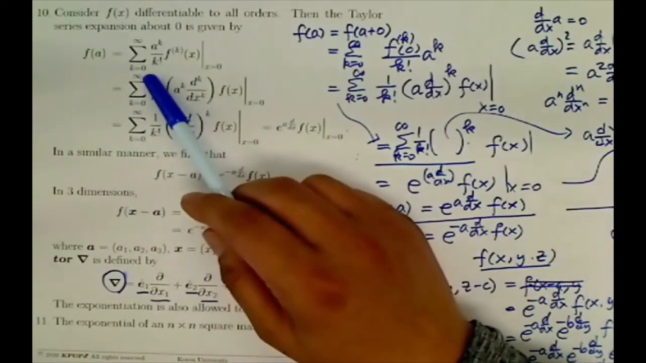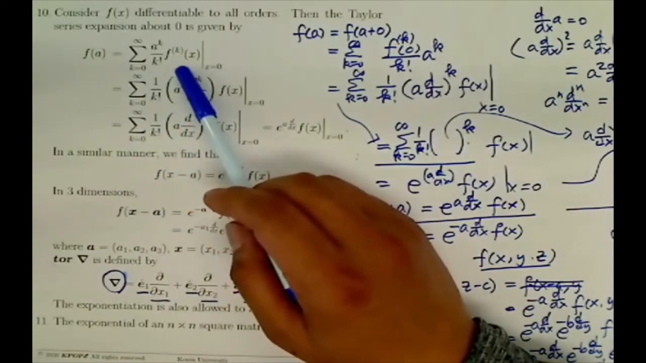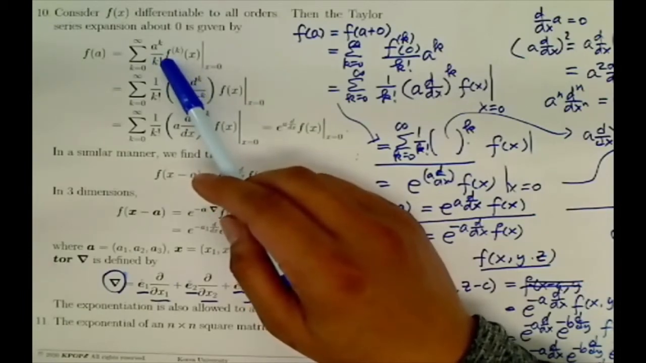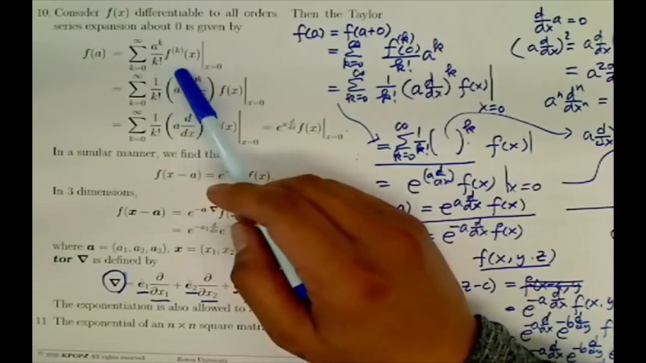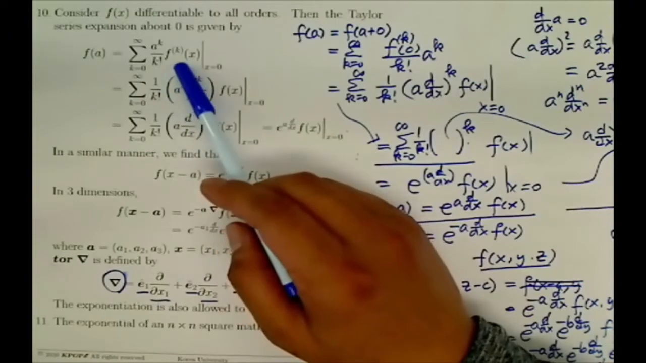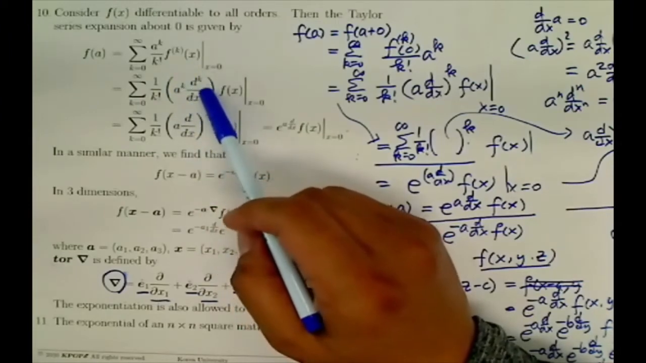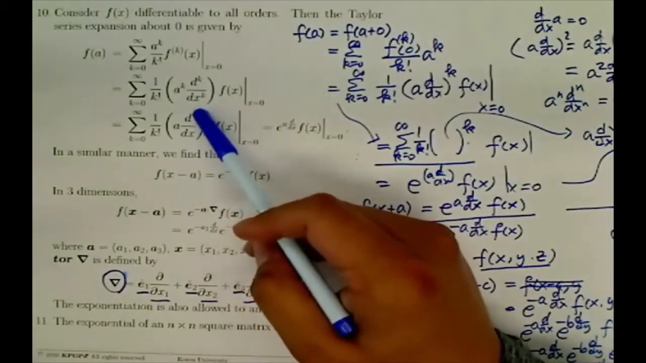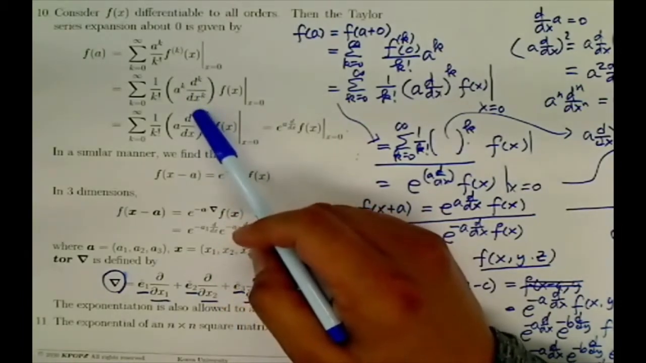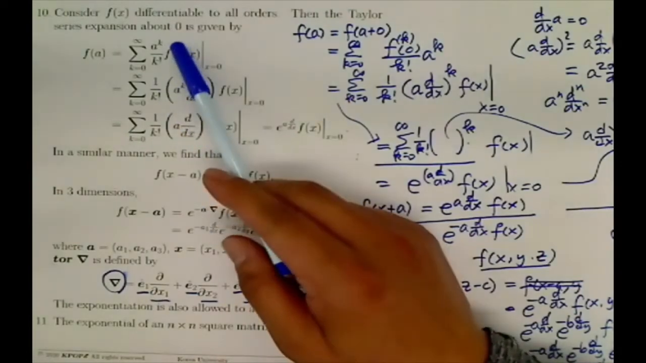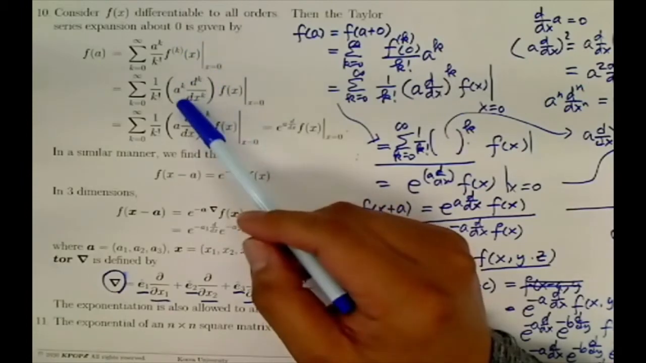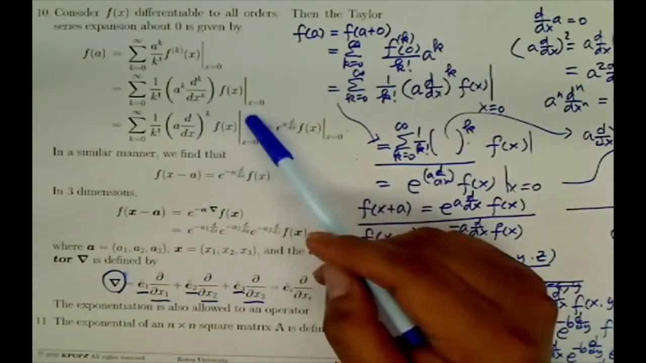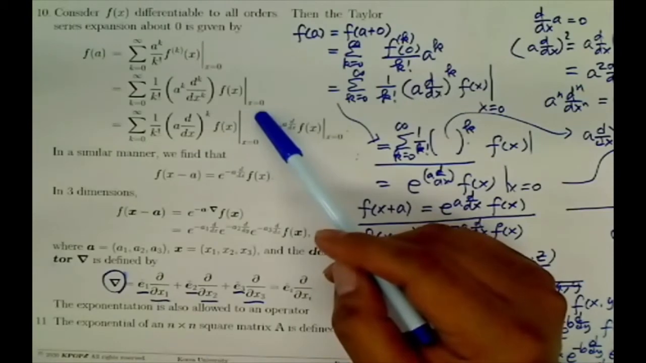This is the sum of kth order derivatives multiplied by a to the kth power divided by k factorial. Actually, this is the kth order derivative, so we apply the kth order derivative and multiply by a to the kth power. So this is the same as this, and after taking the derivative, we substitute x equals 0.